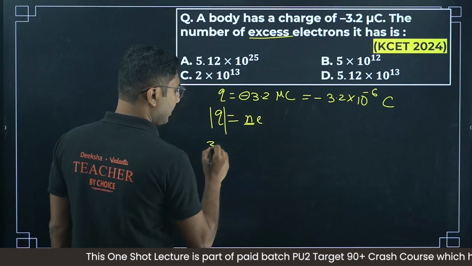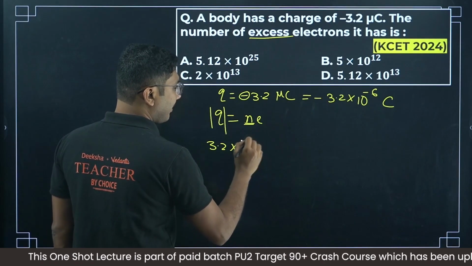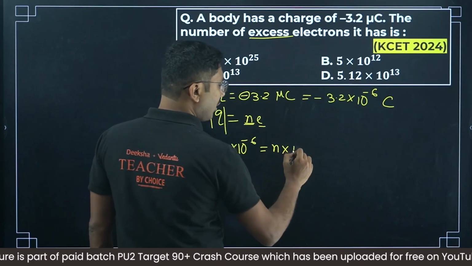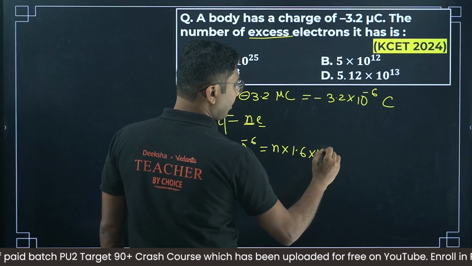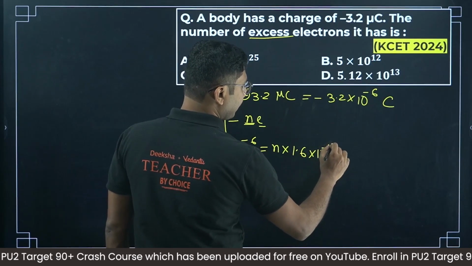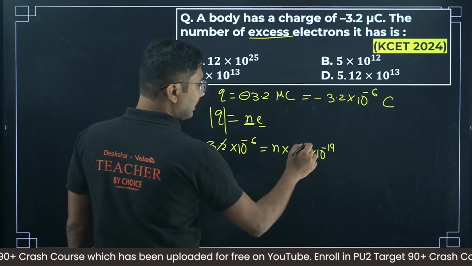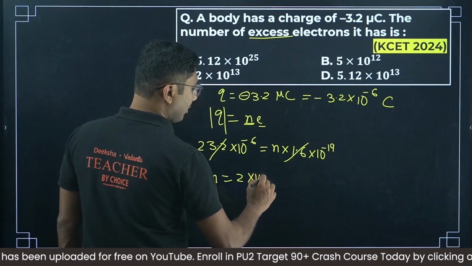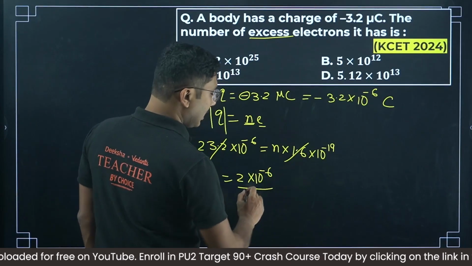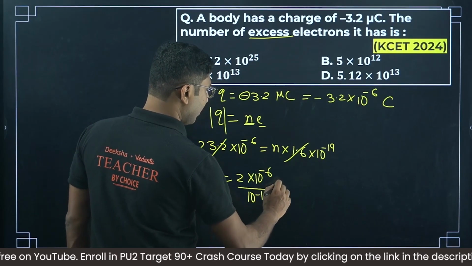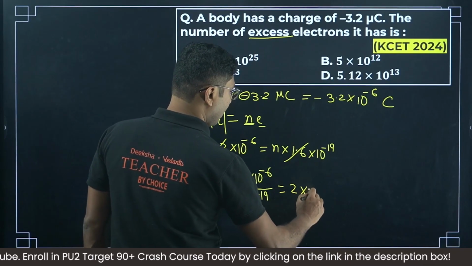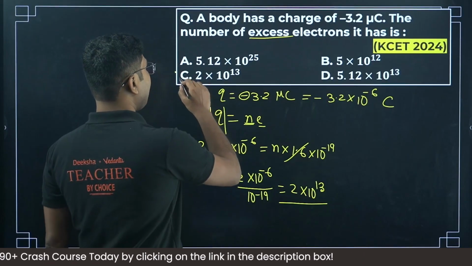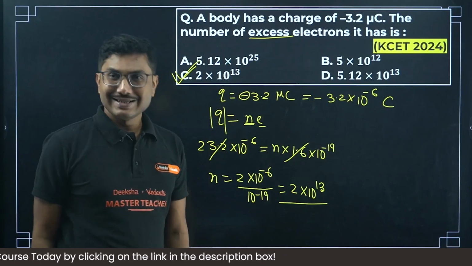So 3.2 into 10 to the power of minus 6 equals N times the charge of an electron. It is 1.6 into 10 to the power of minus 19, right? So you can cancel that. N will be 2 into 10 to the power of minus 6 divided by 10 to the power of minus 19, which equals 2 into 10 to the power of 13. So 2 into 10 to the power of 13 is the number of electrons. So the correct answer is option C.